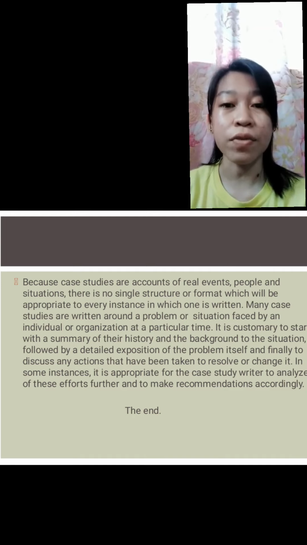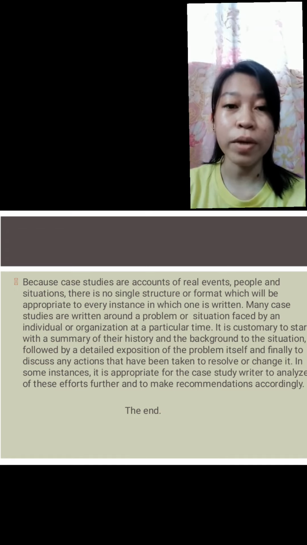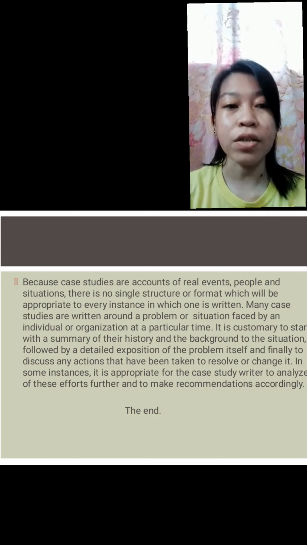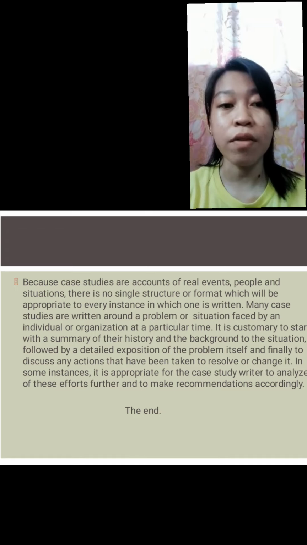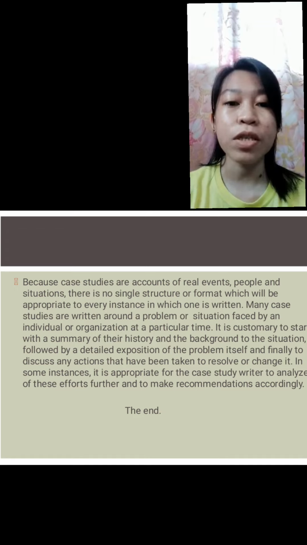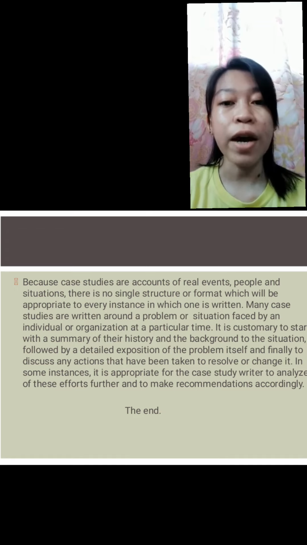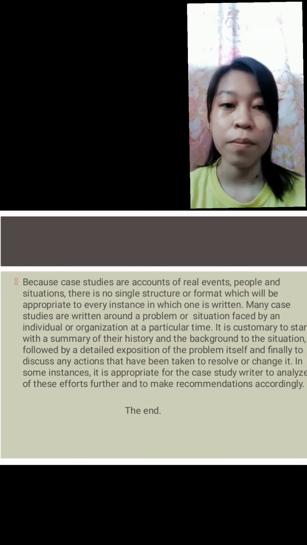Because case studies are accounts of real events, people, and situations, there is no single structure or format which will be appropriate to every instance in which one is written. Many case studies are written around a problem or situation faced by an individual or organization at a particular time. It is customary to start with a summary of their history and background to the situation, followed by a detailed exposition of the problem itself, and finally, to discuss any actions that have been taken to resolve or change it.